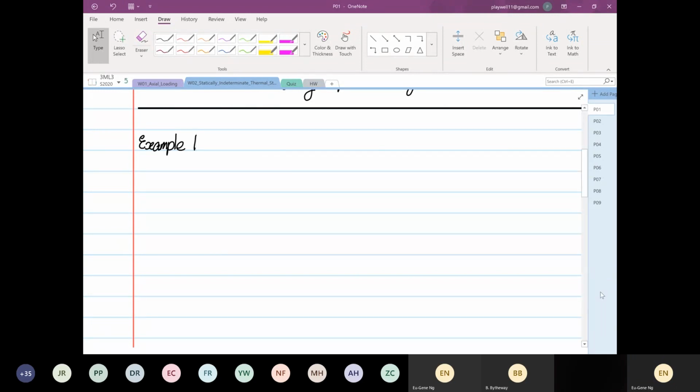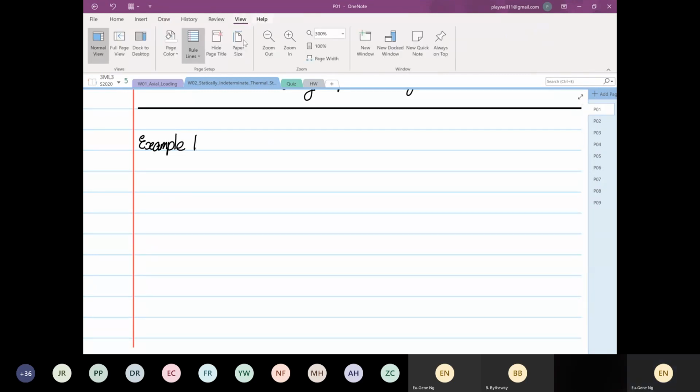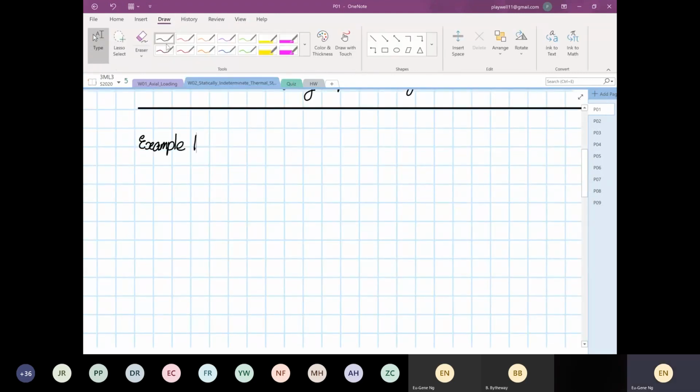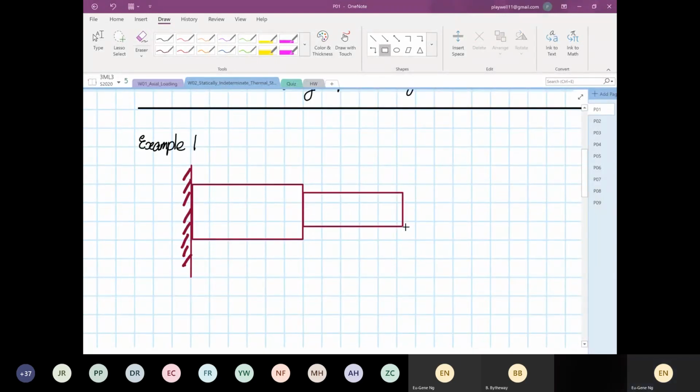So we are going to do a structure. One end of the structure will be built in. So this is built in, and then the structure will look like this. This is one part of the structure, and then we have an extension of the structure. This is an example that we're going to work on.